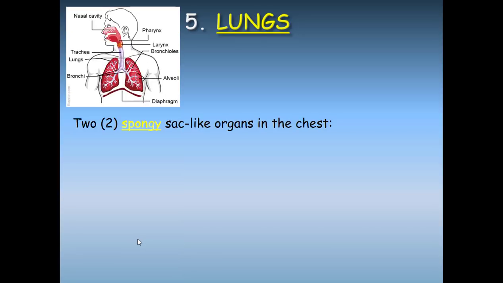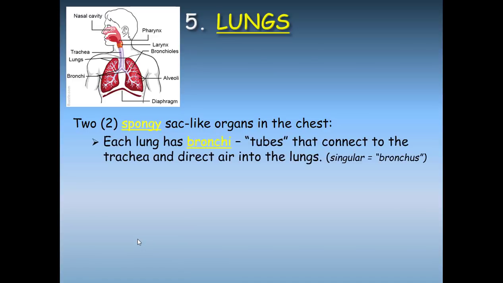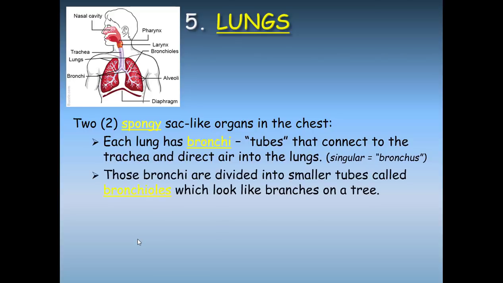Next, we're going to look at the last major structure of your respiratory system, the lungs, which are two spongy sac-like organs in your chest. Each lung has bronchi, which are tubes that connect to the trachea and direct air into each lung. You've got two bronchi, one going into each lung. Those bronchi are divided into smaller tubes called bronchioles, which look like branches on a tree. So if it were like a tree, it'd be an upside down tree branching into these smaller pieces.